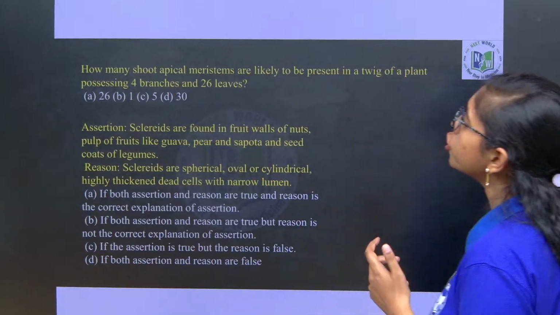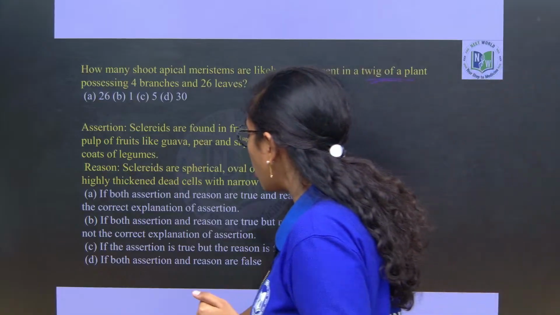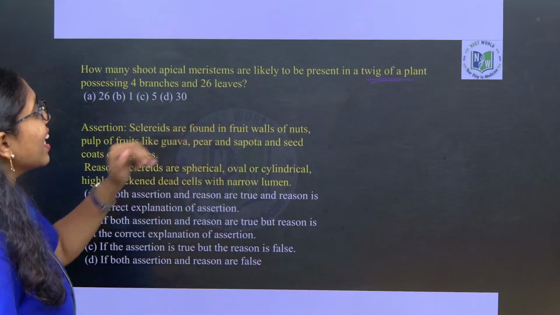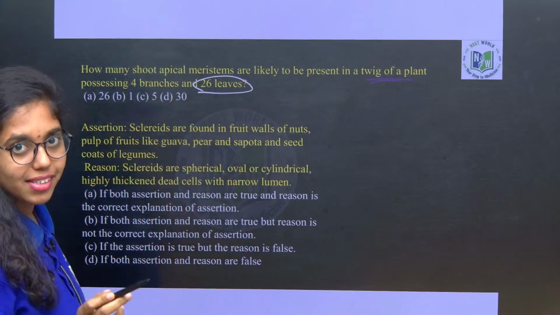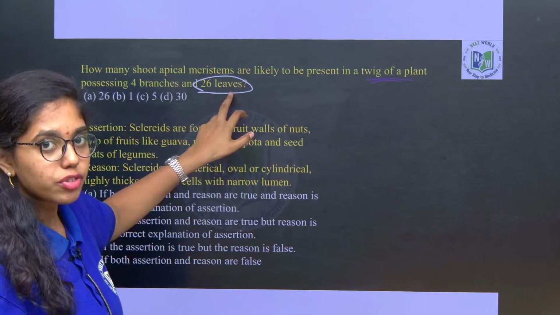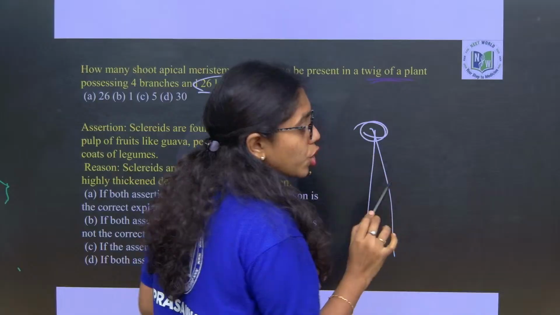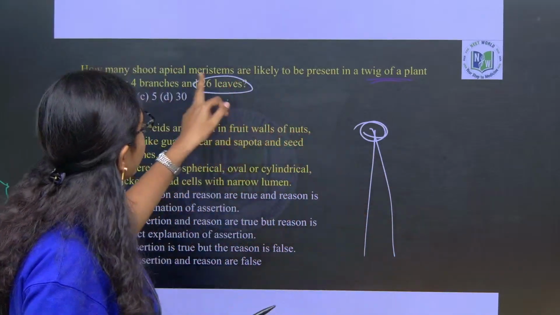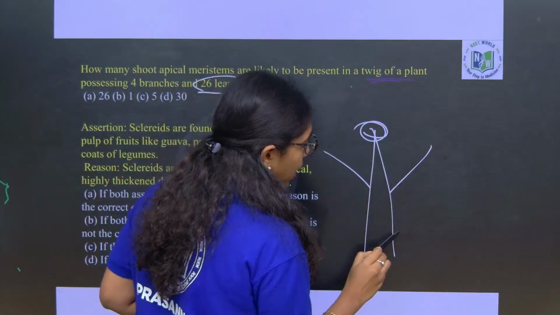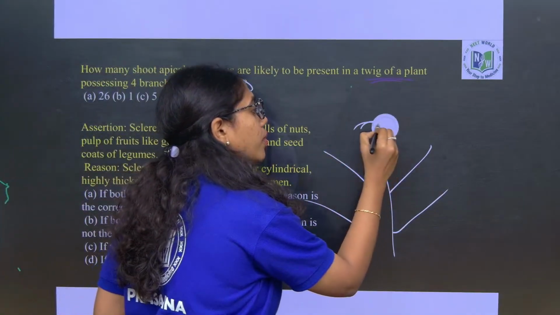Next, how many shoot apical meristems are likely to be present in a twig of a plant having 4 branches and 26 leaves? See, this 26 leaves is to confuse your mind. You should not get confused by the question mentioning 26 leaves. We all know that shoot apical meristem is present at the apical region of the shoot or the branch. The twig has 4 branches. So where is the shoot apical meristem present? At the tip of the main branch.